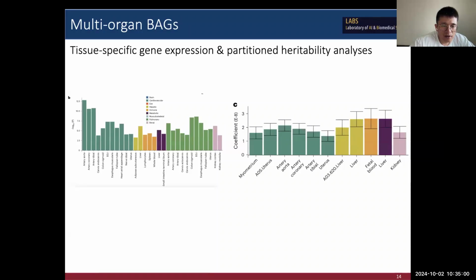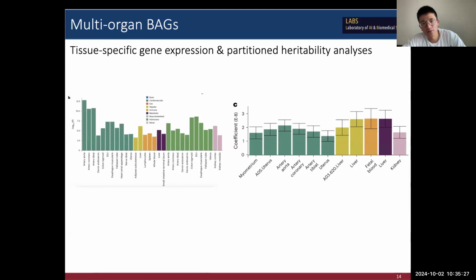That is, for example, the cardiovascular BAG, the dark green one, was enriched. The genes were enriched in several different tissues related to the artery, for example the artery aorta, and for example the hepatic BAG, denoted by the yellow color, was enriched in liver tissues, etc.